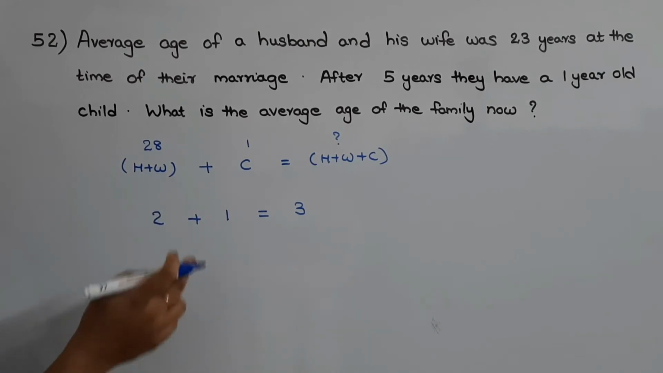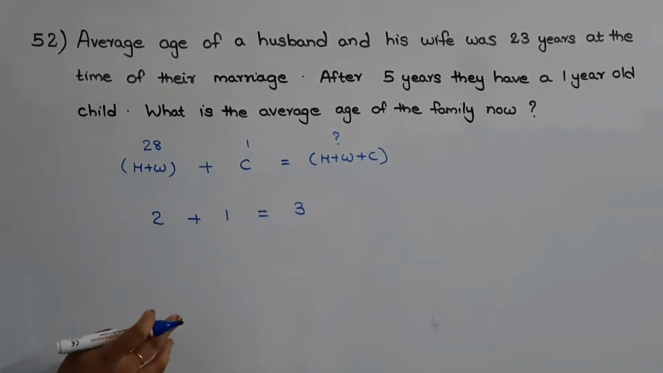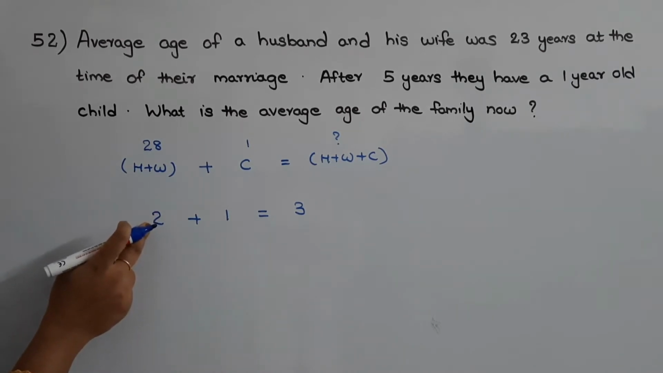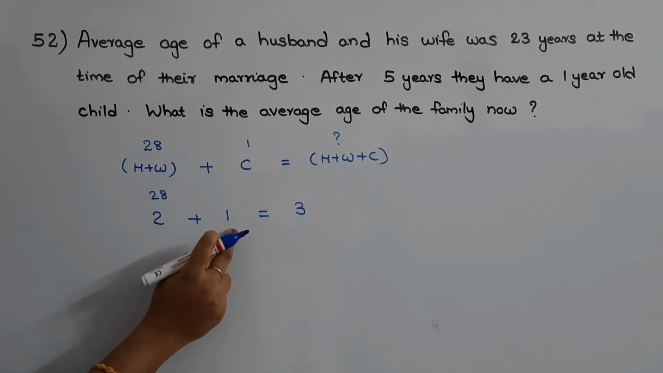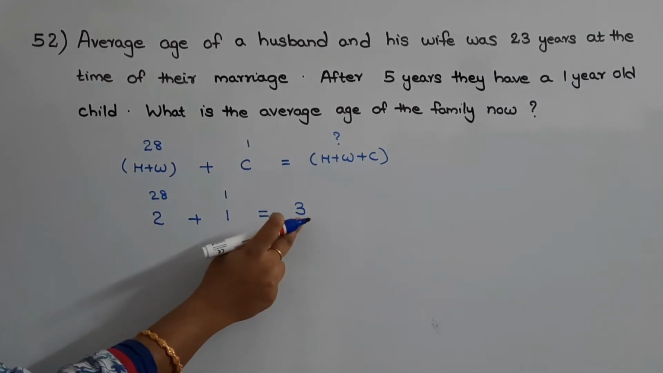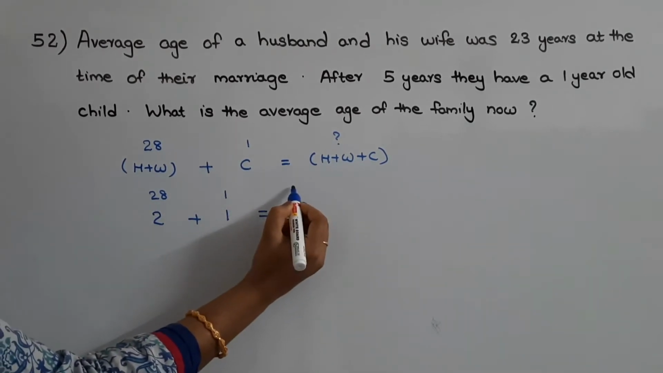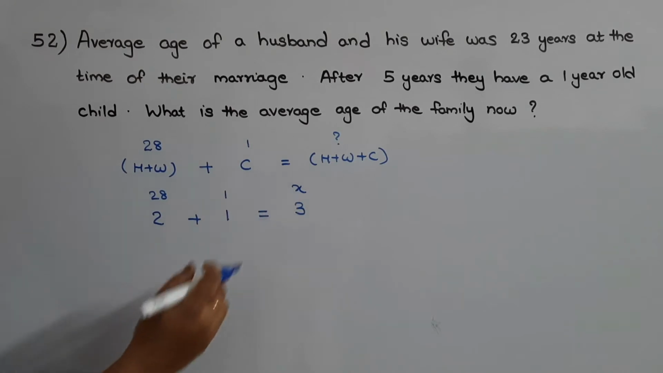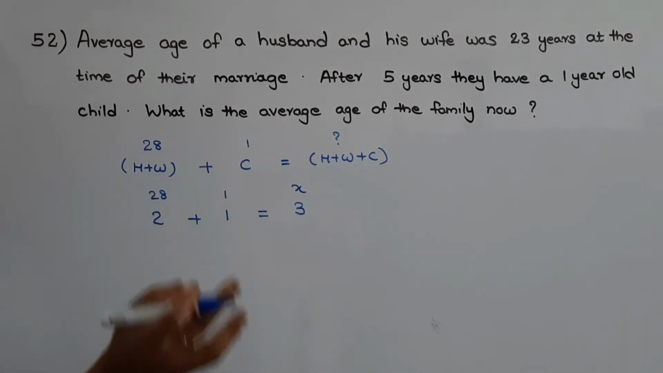Now the next step is to write down the averages of this number of members. So the average age of 2 members is 28. Then the age of this child at present is 1. And we need to find out the average age of all the 3 members. So above this 3 we need to write down x. This x is not the average. This x is the increase in the average.